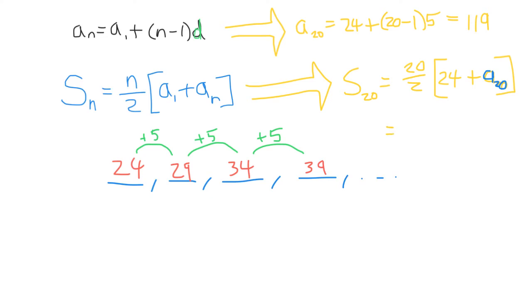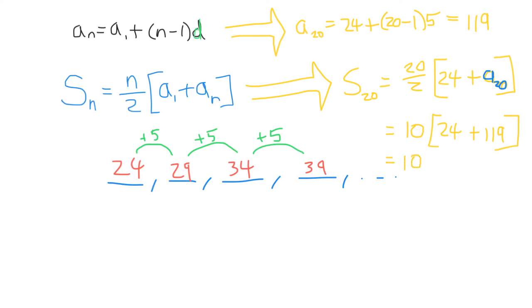So on the next line underneath, we're going to do a little bit of calculating. So 20 over 2 is just 10. And it's going to be 10 times 24 plus 119. PEMDAS says that we should add the parentheses first. So 24 plus 119 is 143. So we will bring this down one more time.